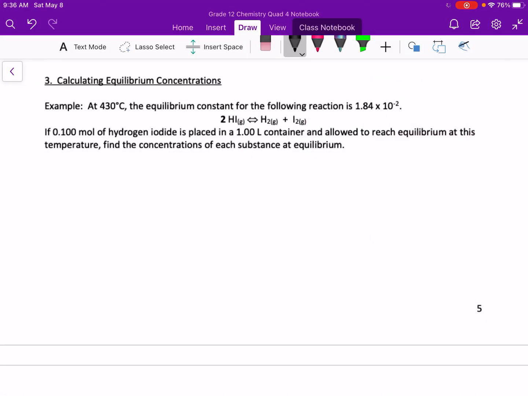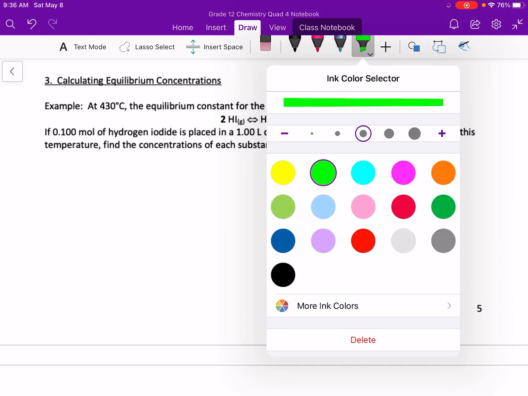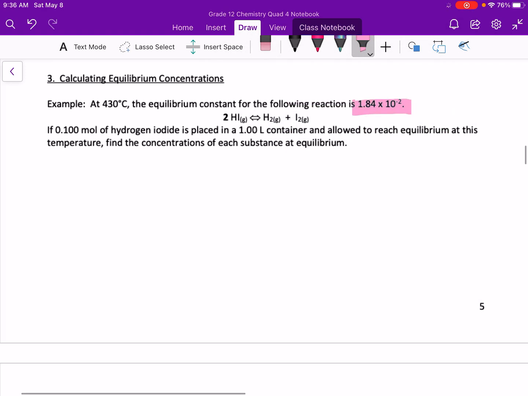In this example, we are going to be calculating equilibrium concentrations. We have hydrogen iodide reacting to form hydrogen gas and iodine gas. If we have 0.1 moles of hydrogen iodide placed in a 1 liter container and allowed to reach equilibrium at this temperature, find the concentration of each substance at equilibrium. And here we're given our equilibrium constant, our KEQ.